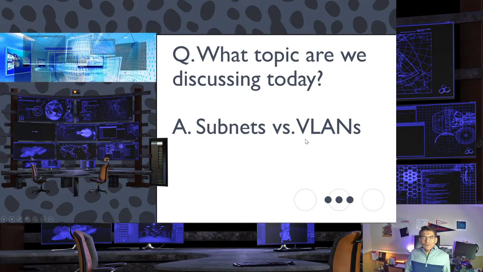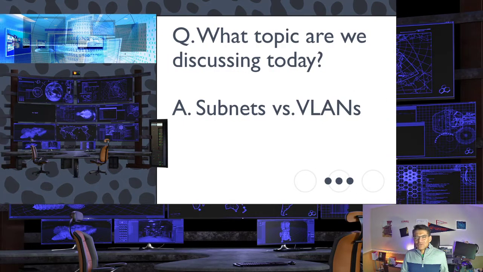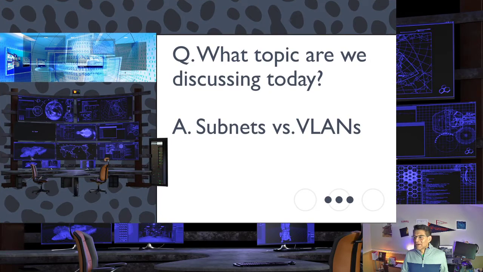So the topic that we are discussing today is subnets and VLANs. As you can tell from the topic for today, these are two concepts that are typically confused by many people, and it is important for us to explain what they are and what the differences between subnetting and VLANs is.